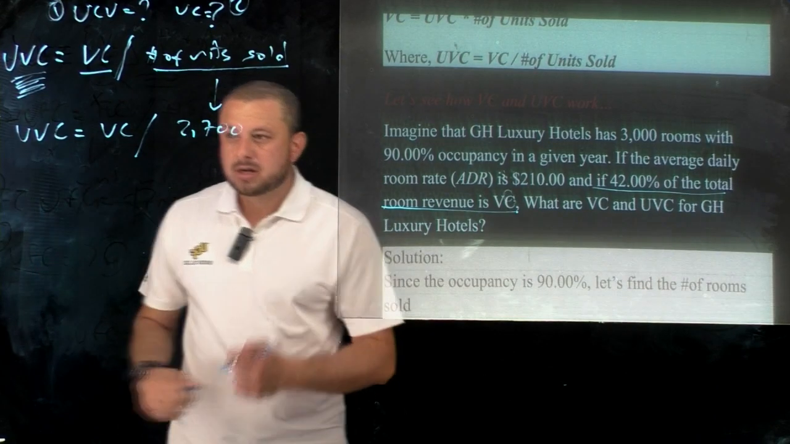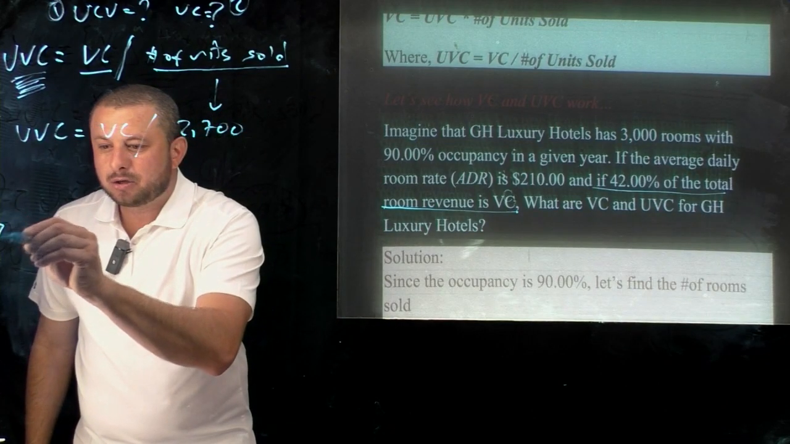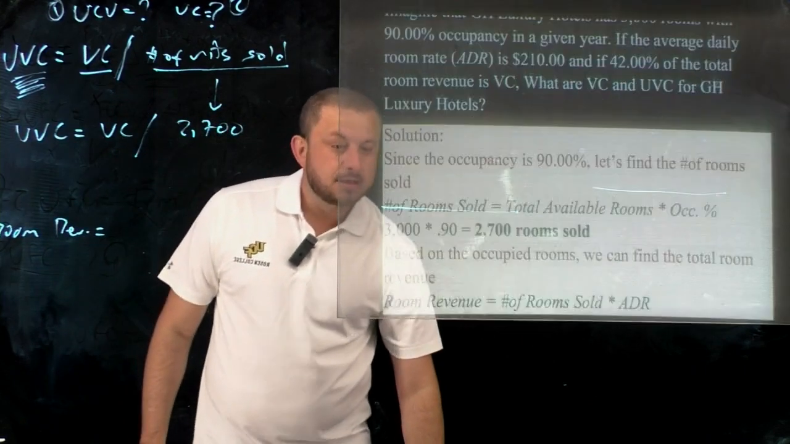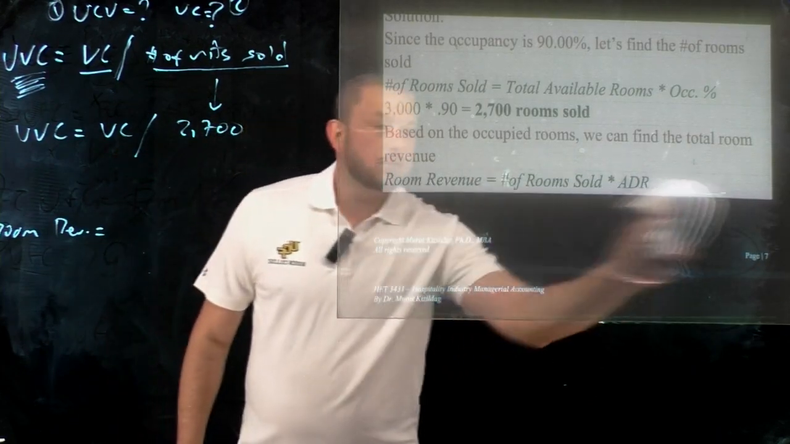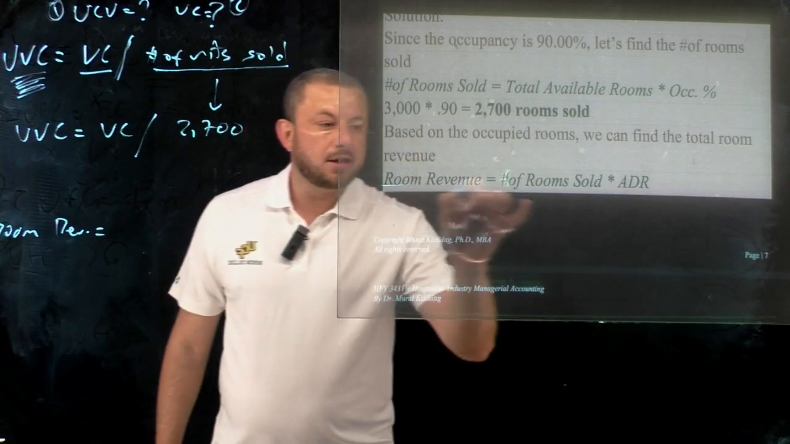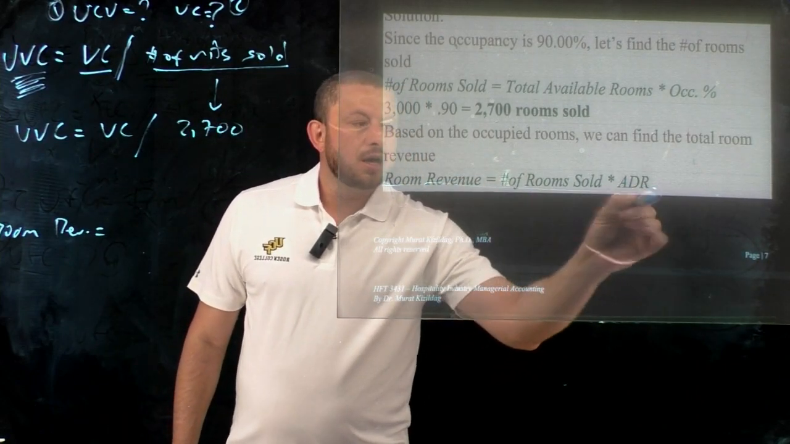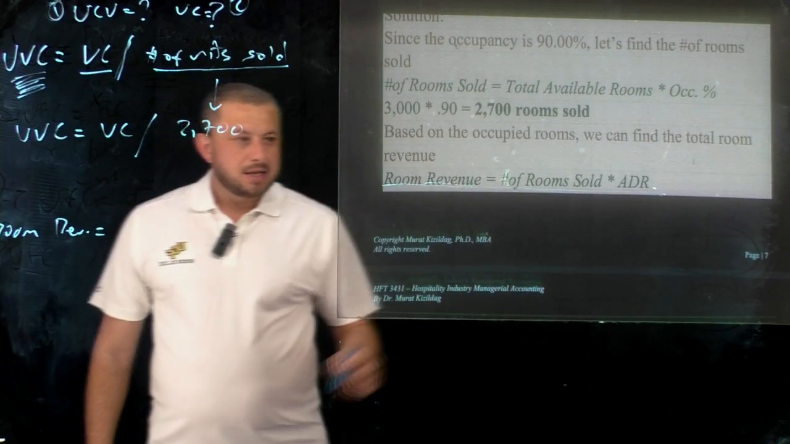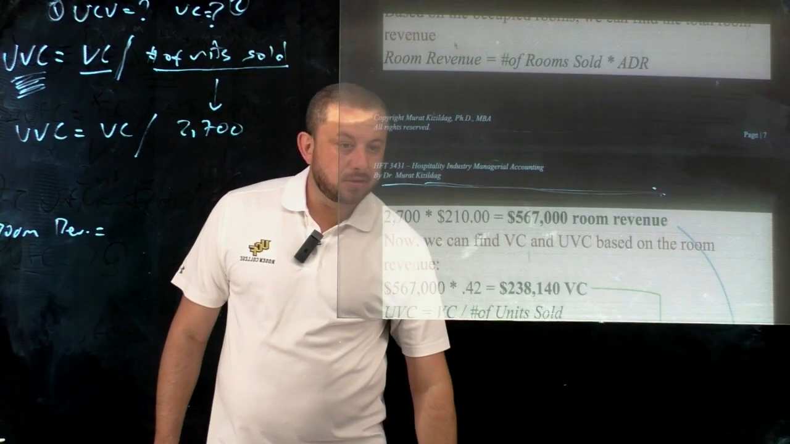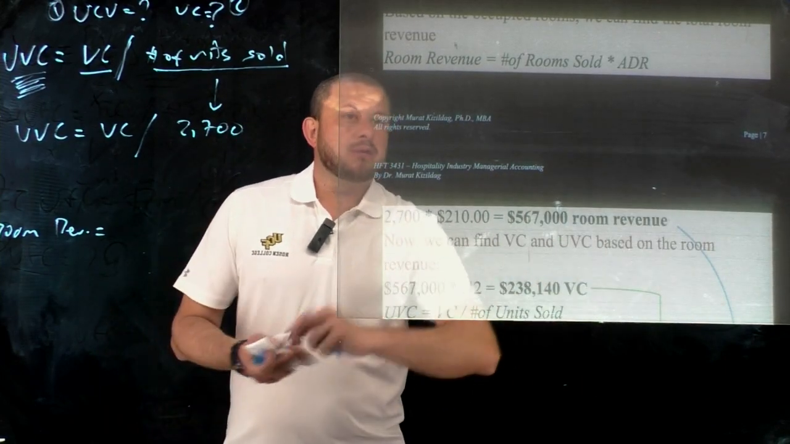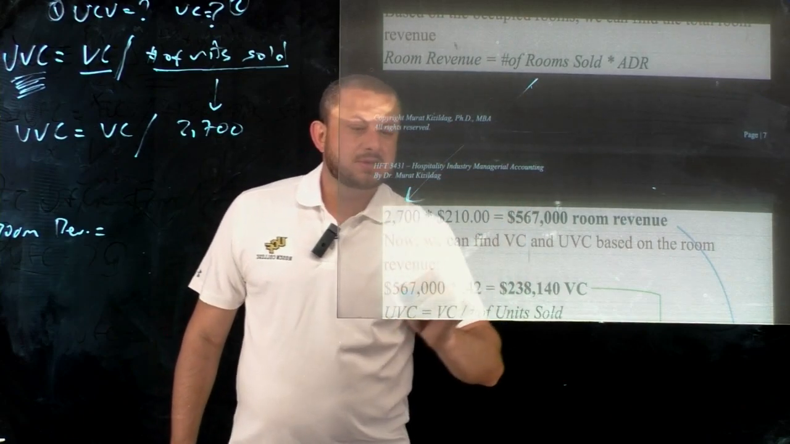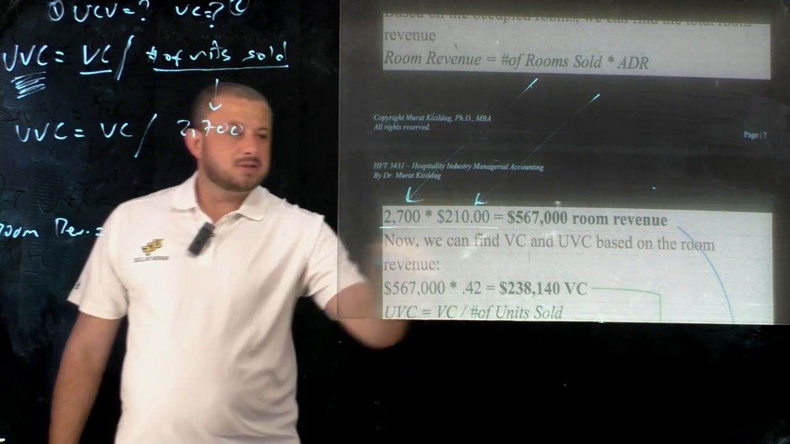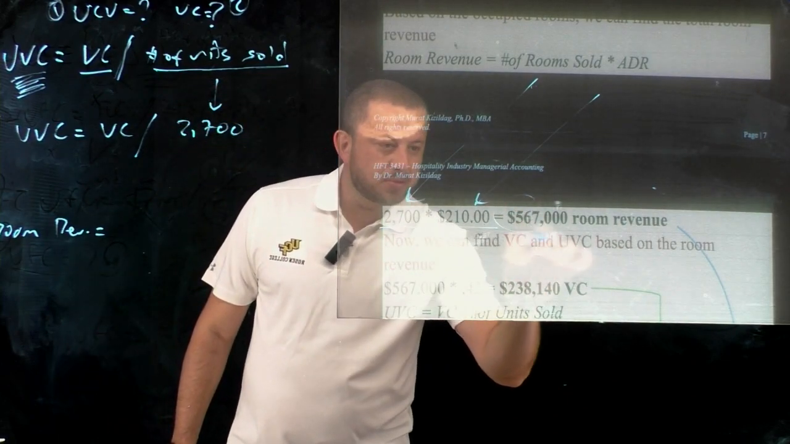So what am I gonna do first? Before I get to this point, on a side, I will have to find total room revenue, and I will show you guys total room revenue is equal to number of rooms sold multiplied by ADR, and this is the equation I'm going to utilize to find out total room revenue, guys. Number of rooms sold, I know what it is. Take a look at the equation over here. I know number of rooms sold is 2,700. ADR is 210. When I multiply them together, guys, 567,000 becomes the room revenue.